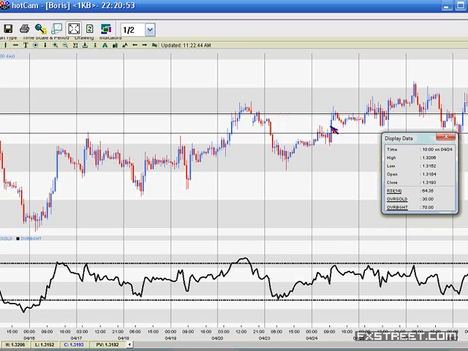Now let's take a look at this particular trade. This is a trade where, again, RSI is 64.35. Again, above 34.